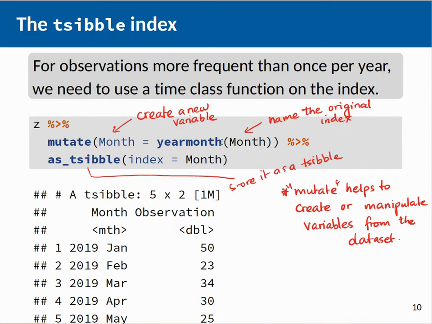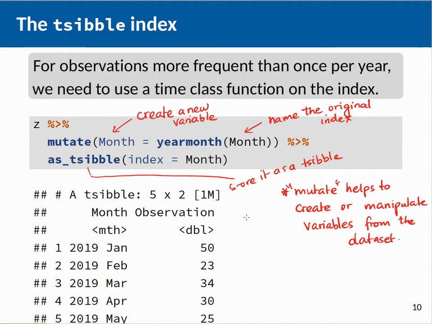So now what we're doing is we're just naming the new index as month, and we are calling yearmonth on the original column. Okay, and then we use the pipe function again and store that as a tsibble using the as_tsibble command with the index equals month.